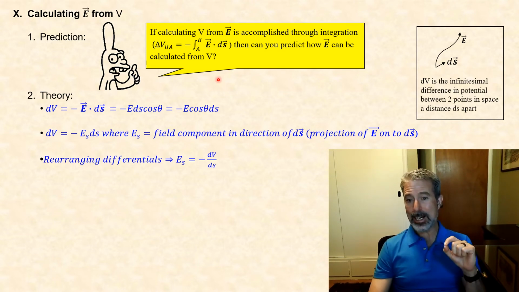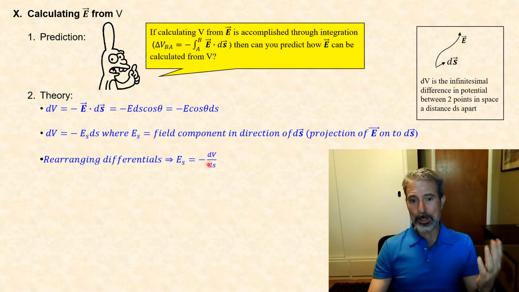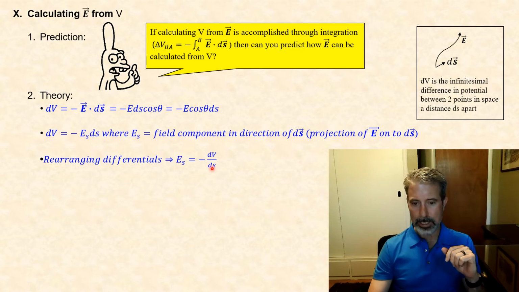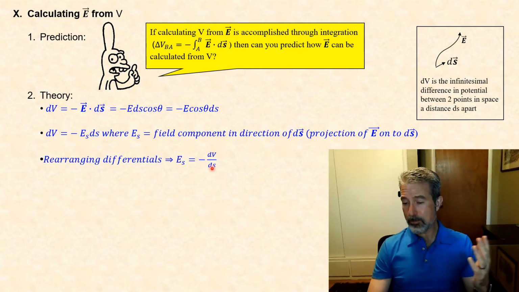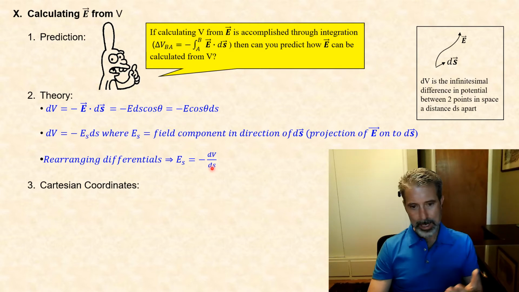We see that the s component of the field is what we get by taking the opposite of the derivative of electric potential with respect to that spatial coordinate s. So the coordinate system that we very often use in this class is a Cartesian coordinate system. So let's translate this general expression to this particular coordinate system.